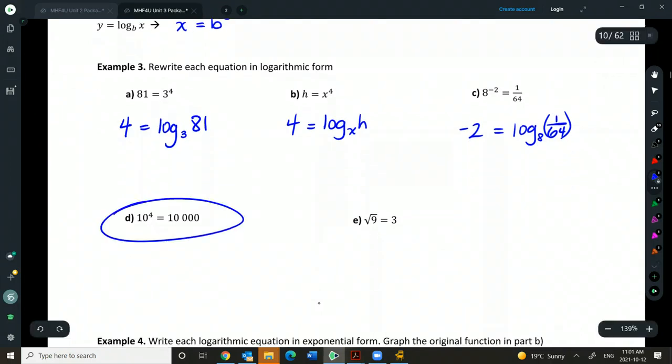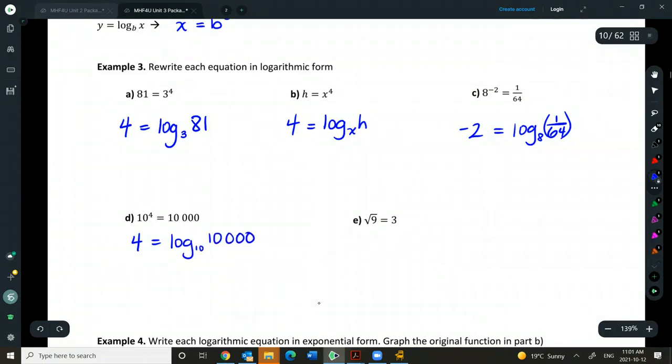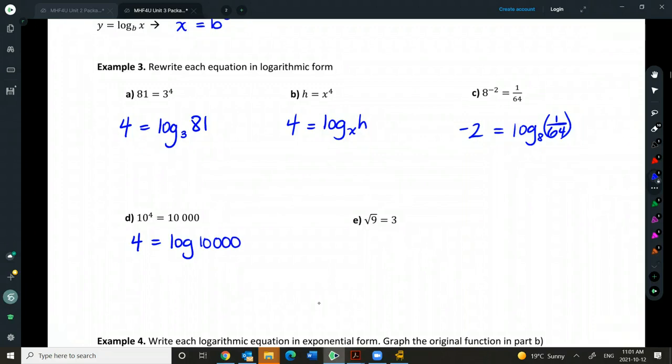Okay, how about this one? Keaton. Would that be 4 equals log base 10? Okay. Does someone want to add to this? Bella? This is the common logarithm, so I will only write log of 10,000, and the base 10 is understood. So no need when your base is 10 to write the base of 10 there.